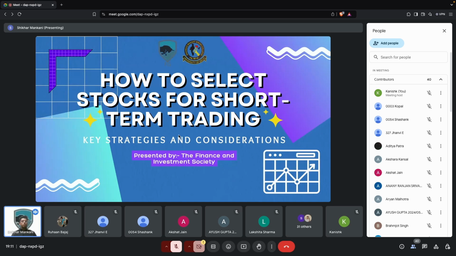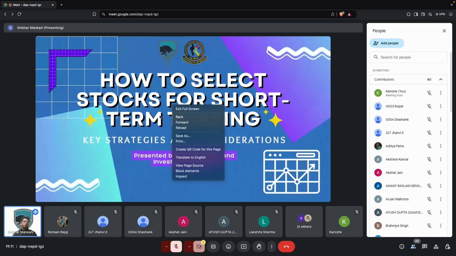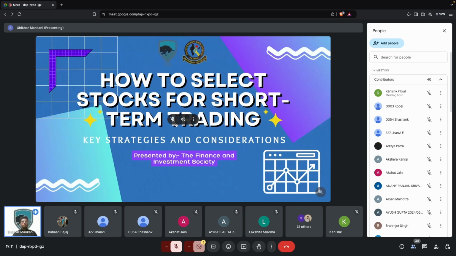Today, me, Shikhar Mankani, along with Ruhan Bajaj, are here to present you a session on how to select stocks for short-term trading. This is presented by the Finance and Investment Society of our college, Shahid Bhagat Singh.